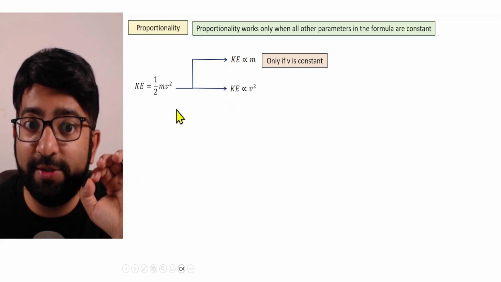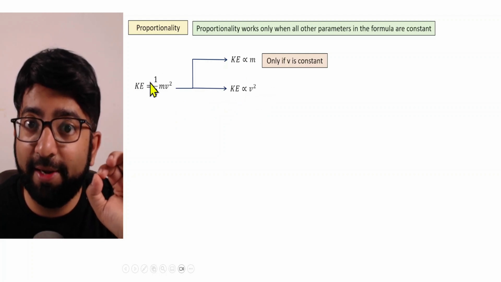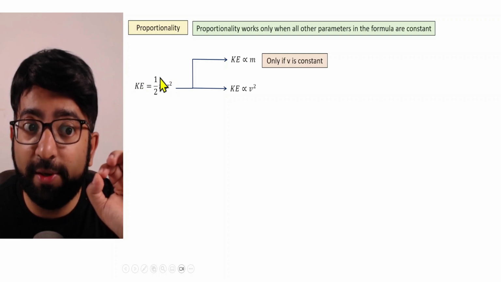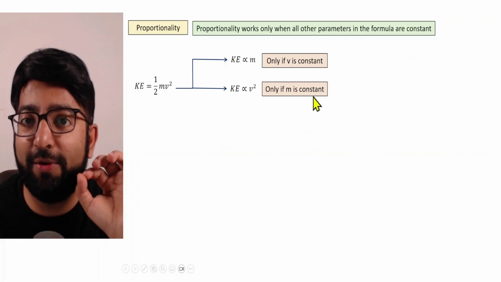Similarly, kinetic energy is directly proportional to v squared. Look at this expression. Kinetic energy and v square will be directly proportional if the other parameter involved, m, is a constant. So this is true only if m is constant.